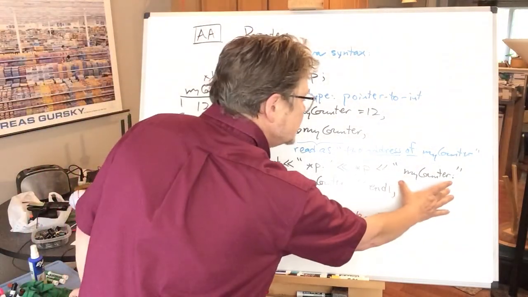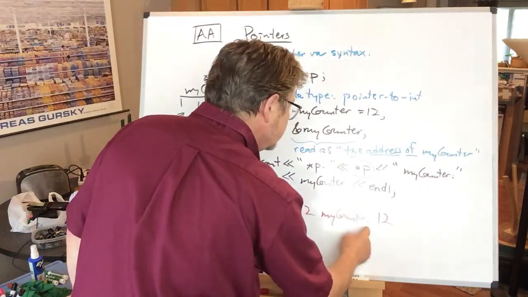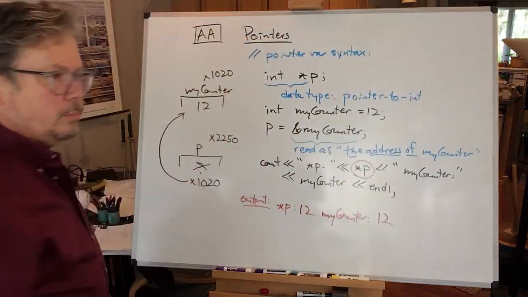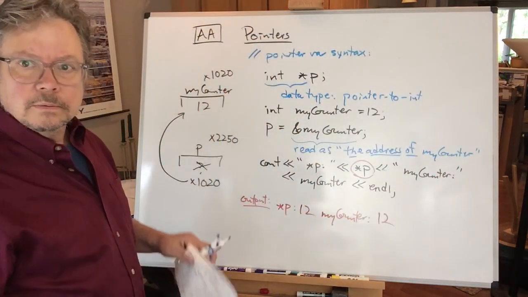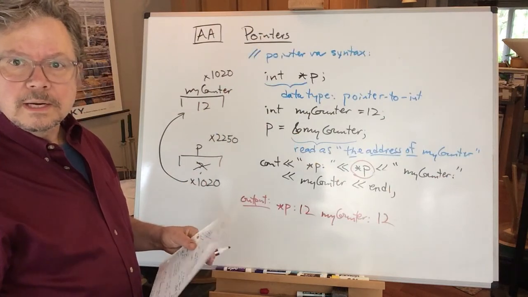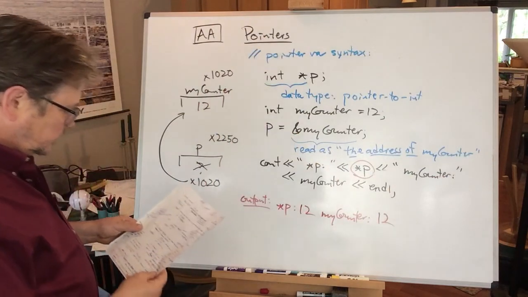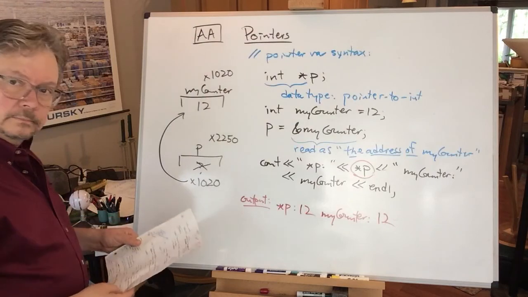This one is the eyes wide open. My counter colon prints that out. My counter, yeah, I know I'm printing out variable my counter and it's 12. No mystery there. Okay?